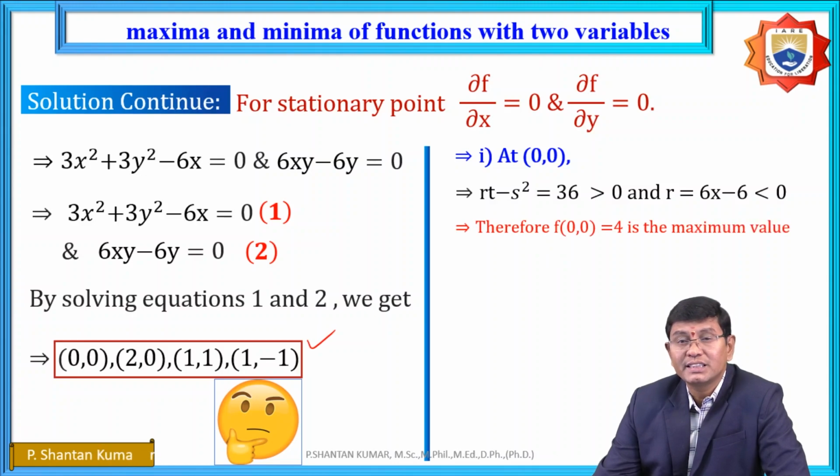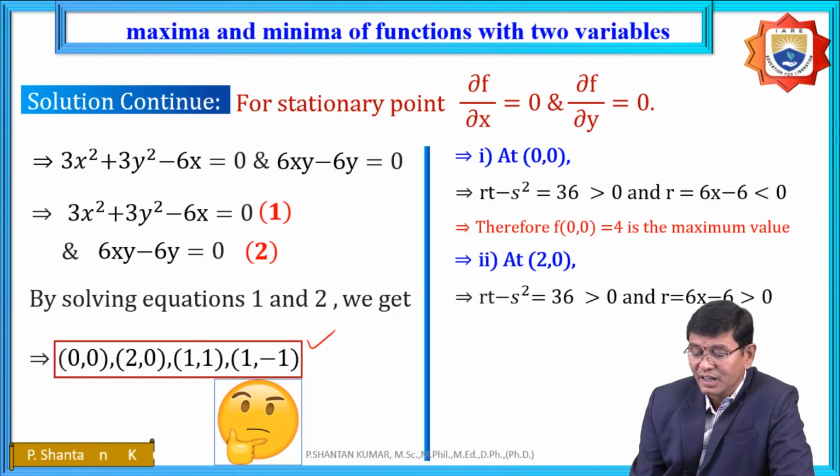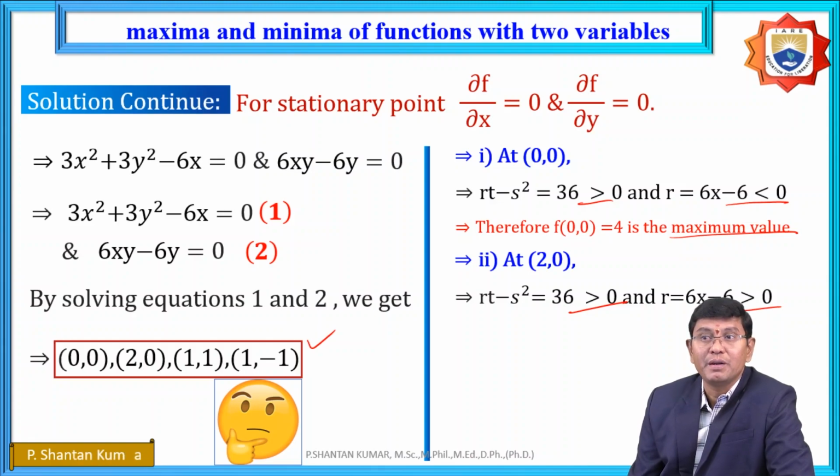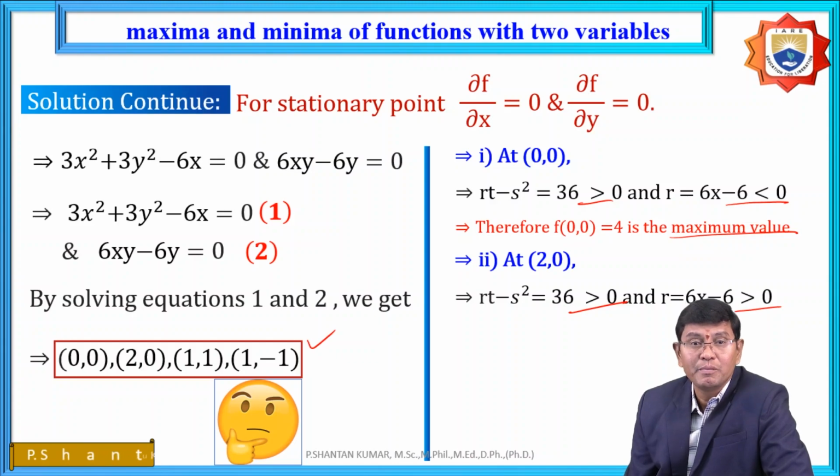Similarly, at the second stationary point (2, 0), rt minus s square is greater than 0, and here r is also greater than 0. While we observe here, greater than 0 with r less than 0 is a maximum value, but with both greater than 0, the function is said to have a minimum value.